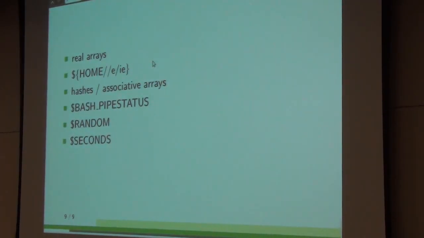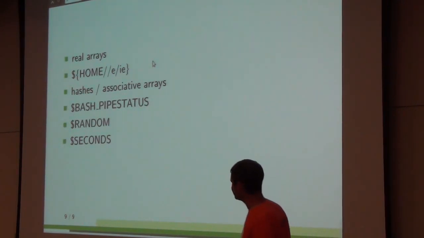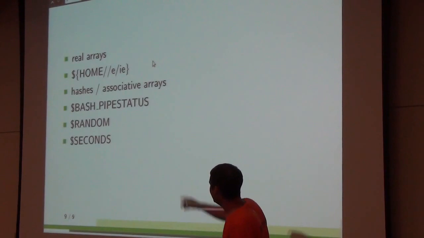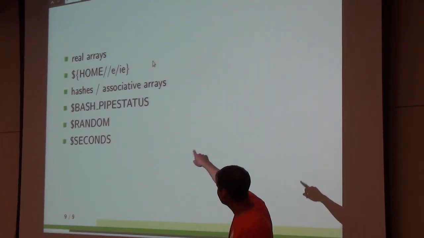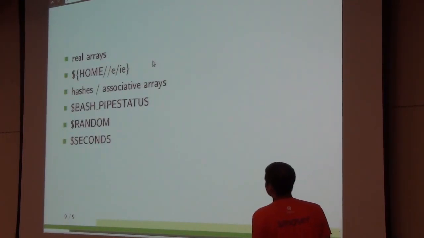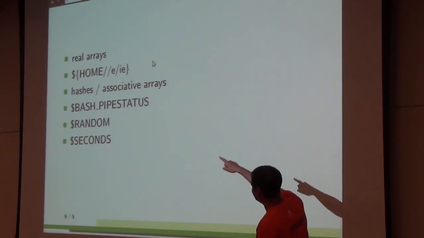Let's see. Another nice thing in Bash is that you can actually do string replacement without using sed. So that's the syntax for string replacement. It would be slash home, slash smoser. Instead of home smoser, just replace the e with ie, and that does it globally because there's two slashes.